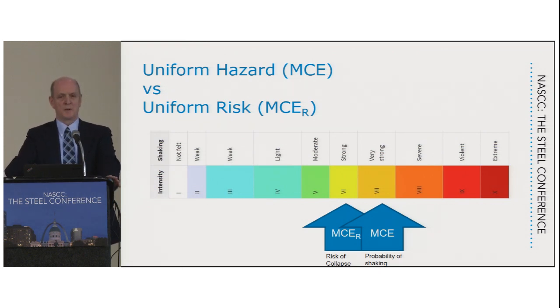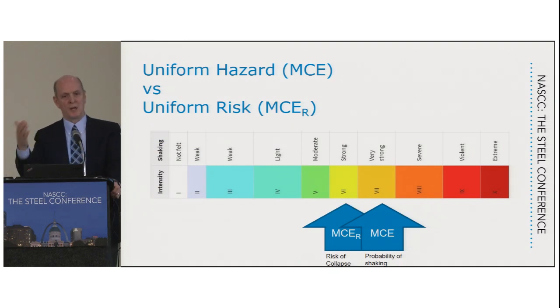So this is intended just for the engineers. If I didn't have engineers in the audience and I was just talking to a non-technical audience, I wouldn't put this slide in here. But you know that over the last code cycles, we switched from an MCE to an MCER. So the MCE is based upon a probability that a shaking level will be exceeded, a 2% probability that that shaking level would be exceeded in 50 years. So we moved from the MCE to the MCE with a lowercase r to represent risk, which is the 1 over 5,000 risk of collapse.